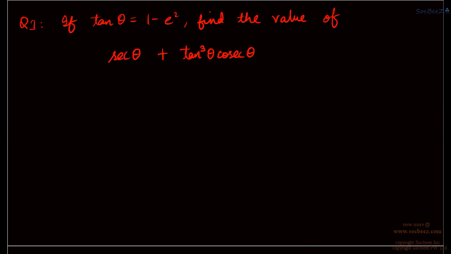First question gives us the value of tan theta. We don't know what theta is, but it gives the value of tan theta as 1 minus e square. e can be anything here. The question is to find the value of secant theta plus tan cube theta cosecant theta. So let's start.